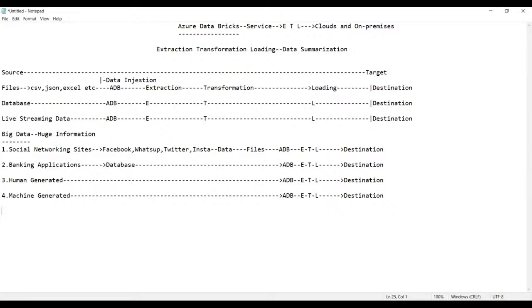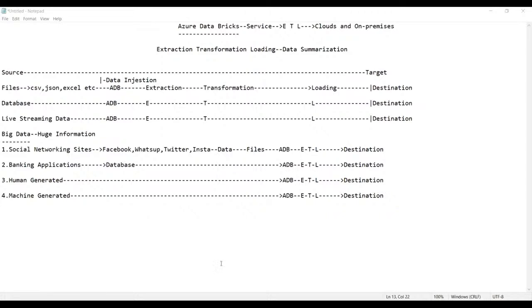Now, guys, these are the various sources of getting the big data: social networking sites, banking applications, human generated data, machine generated data. Live streaming data is just like the stock market, where you get the stock market data. Leave stock market, guys. Take a cricket match, we all must be watching the matches, am I right? In that you have the live score. That is called live streaming data. Getting my point?